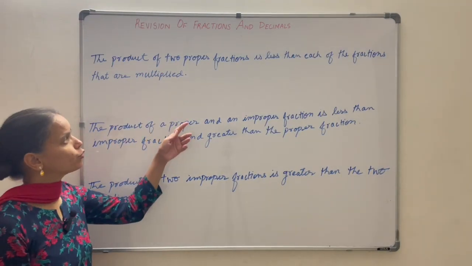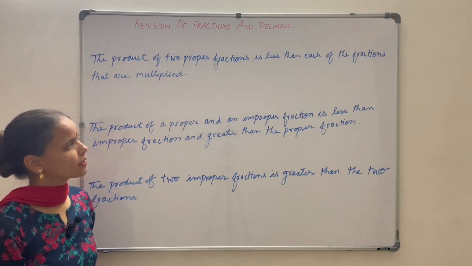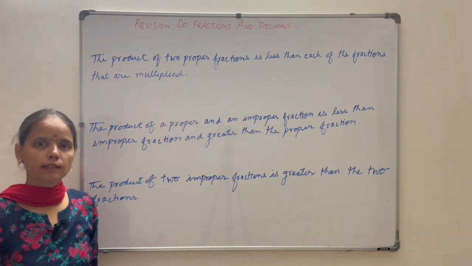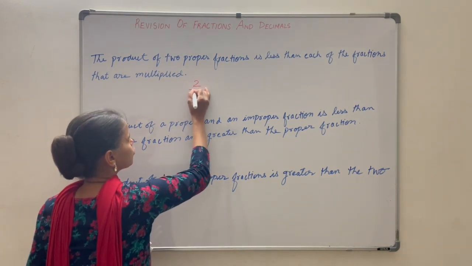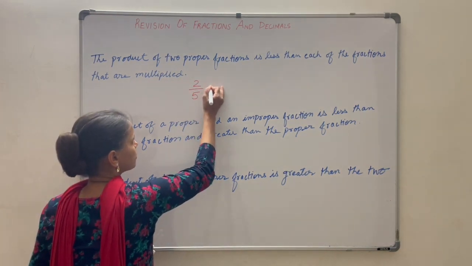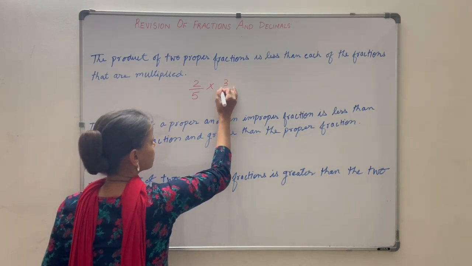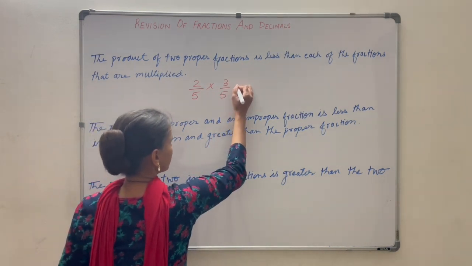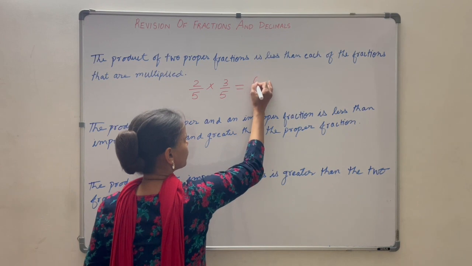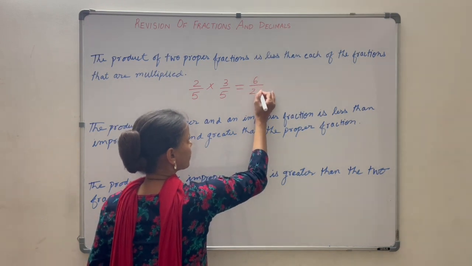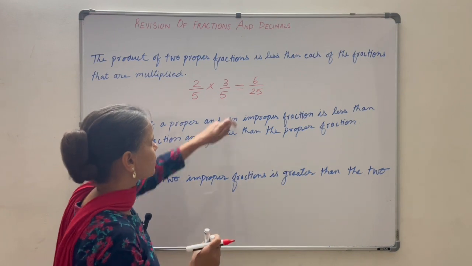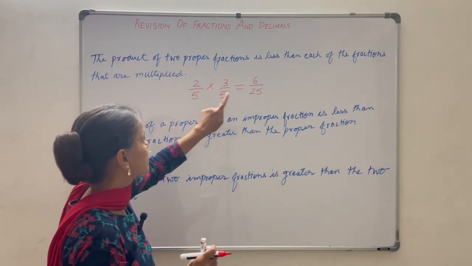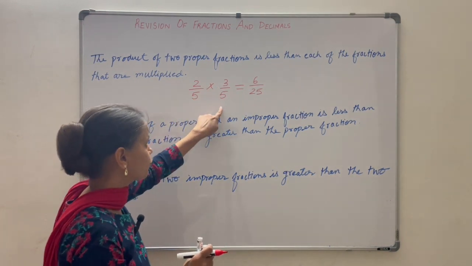The product of two proper fractions is less than each of the fractions that are multiplied. So let us take one example. Say 2 by 5 is a proper fraction. You are multiplying this by 3 by 5, which is a proper fraction. And the product is 2 into 3 is 6 in the numerator, 5 into 5 is 25. So here it says this product 6 by 25 is less than 2 by 5 and 3 by 5.